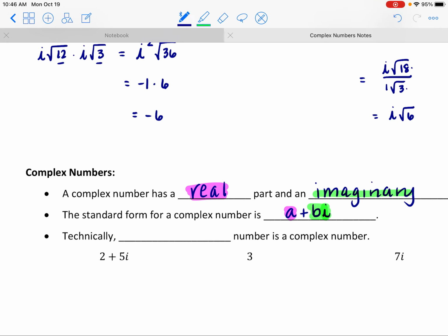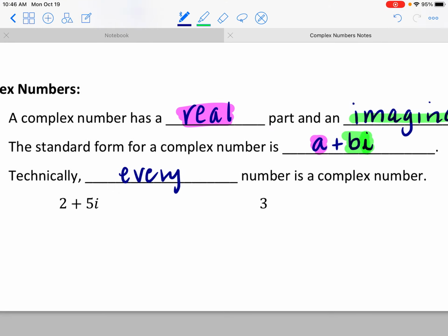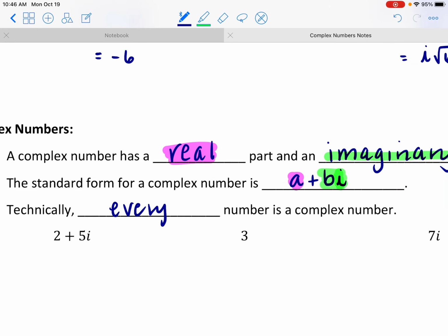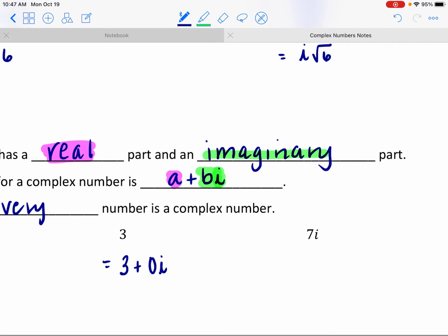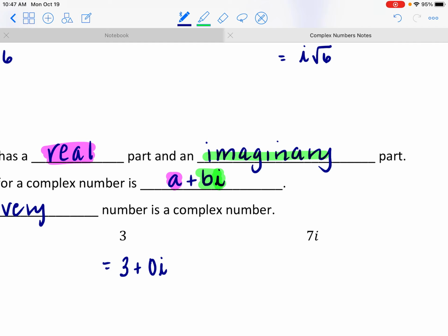Now, technically, every number is a complex number. 2 plus 5i is very clear because we can see the real number part and we can see the imaginary number part. Now 3 doesn't look like a complex number, but it is. Okay, the part of the complex number we see is the real number part. If we don't see the imaginary part of it, it's because it's 0. So this is technically the same as 3 plus 0 imaginary parts, 0i. And the same thing with 7i. We clearly see the imaginary part there.